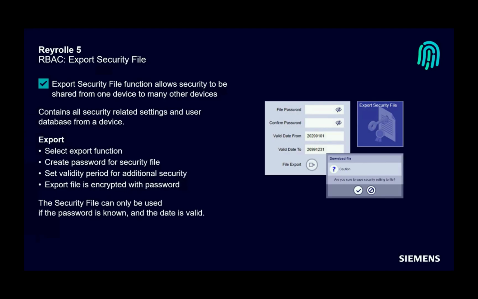To perform an export, we select the export security tile on the main page of the web UI. We are asked to create a unique password and a validity period for the security file. Then we're prompted to save the security file. The security file can only be used if the password is known and the date is valid. The data within the security file is encrypted, and no passwords are stored within the file.